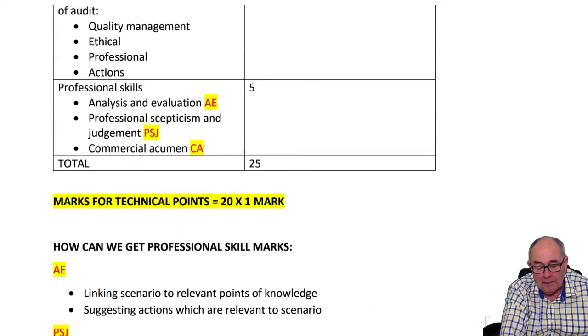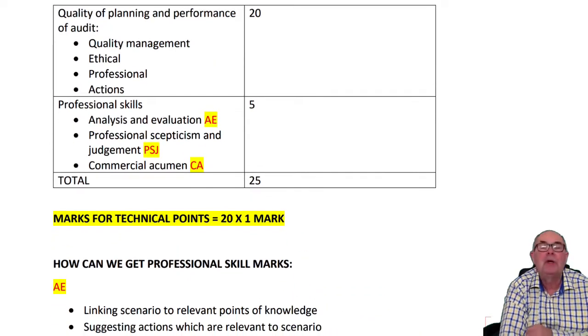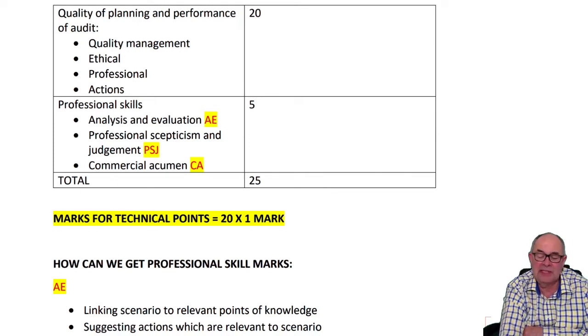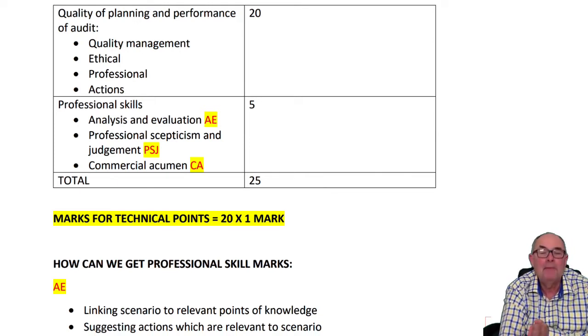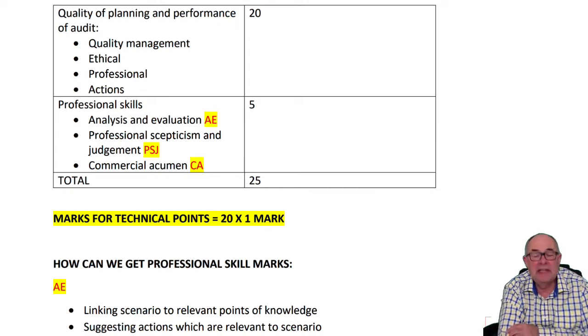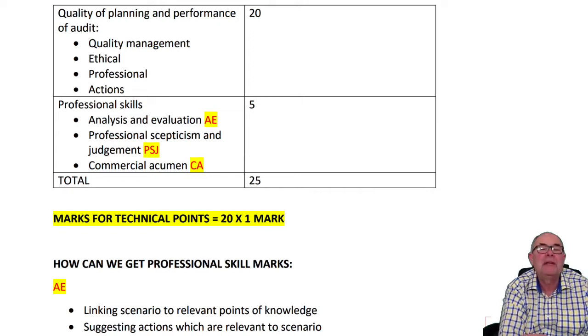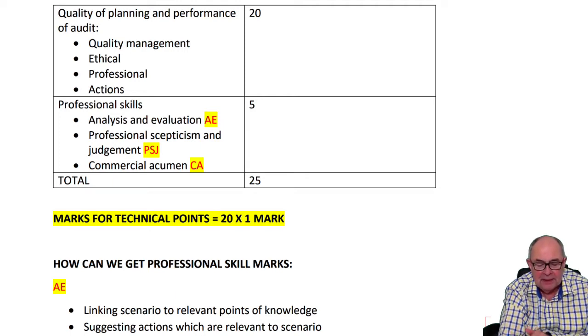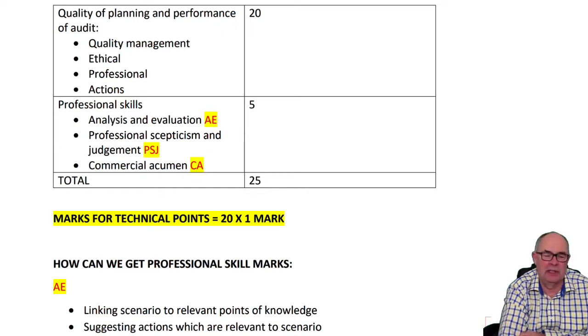Now, the requirement of the technical marks was not broken down. So essentially, it didn't say how many marks for each of quality management, ethical, professional and actions. So we have got to deal with all of those, but we can deal with them at the same time because it's not really broken down into separate sections. What do you do next? Do you start by reading the scenario? I think the answer is no.